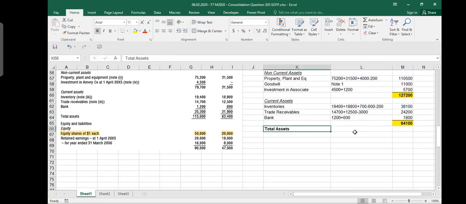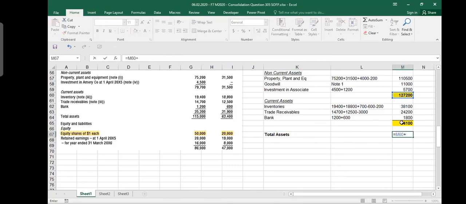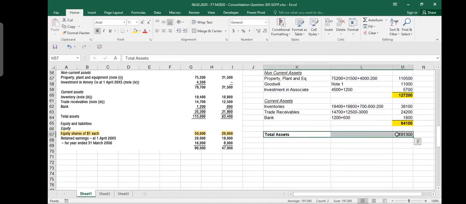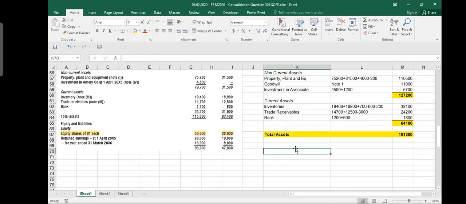And if you see total assets, just make a total of that, and that's done. You make a total of this plus this. So this line is your total assets, which are 191,300. Let's make it bold and let's put it like this. We need this number. This is our asset side of the balance sheet done.